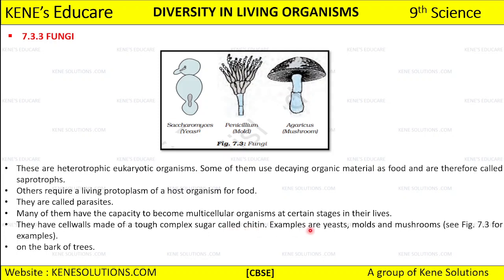Okay, so examples of fungi are, we have yeast. We have the yeast example Saccharomyces, which has been shown. Then we have molds. In molds we have penicillium, from where we get penicillin, which is used to treat high grade fever. And then we have mushroom, that is agaricus. So these are the examples of the fungi which have been given. And mushrooms on the bark of the tree. Where can you find these mushrooms? On the bark of the tree. Okay.